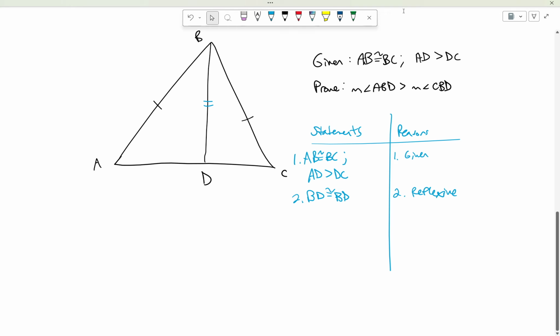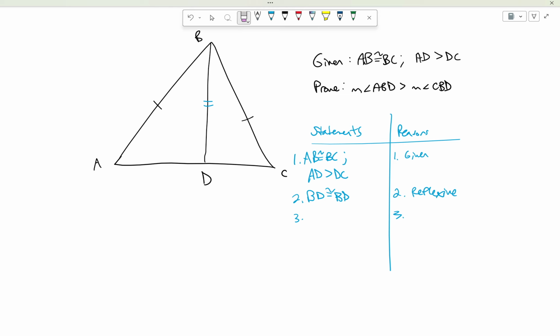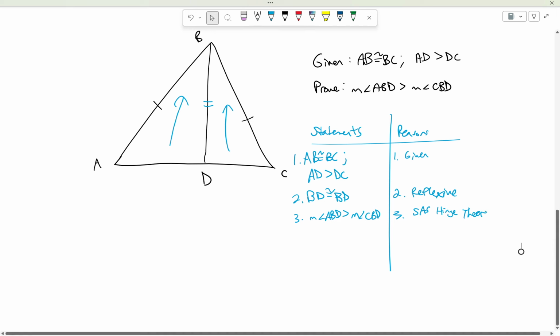And now, because this is the case, we have two sets of sides that are congruent, and then we have the relationship dictated by the sides opposite these angles. We now can say that the measure of angle ABD is greater than the measure of angle CBD. The reason why is the hinge theorem. This is technically the SAS hinge theorem, but if you mix those up, I don't really throw a fit about it. You need to make sure you have this term hinge in there.